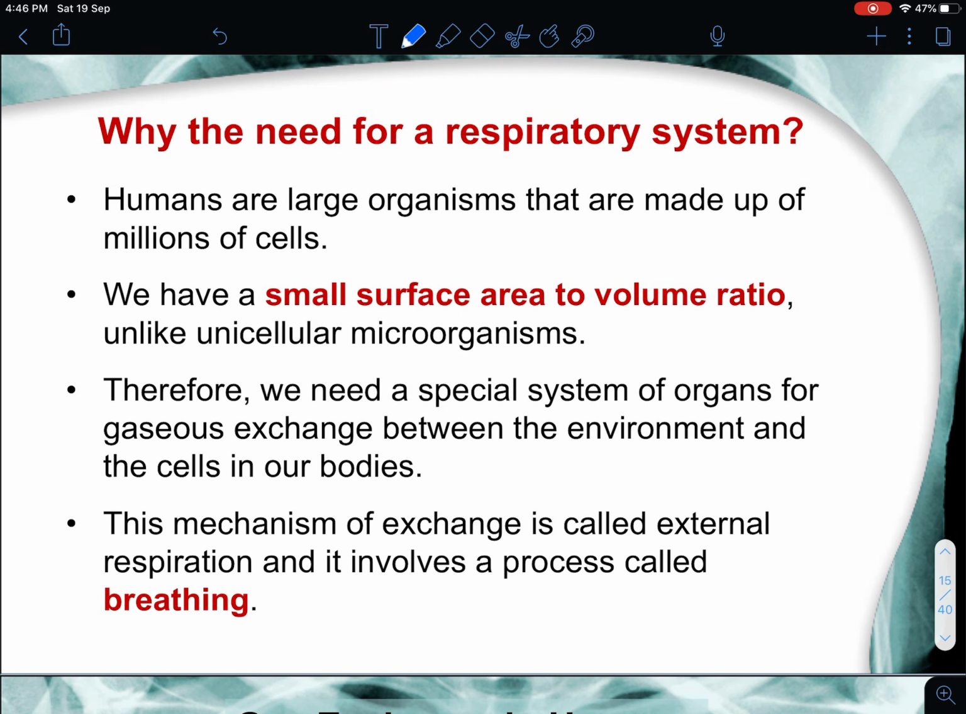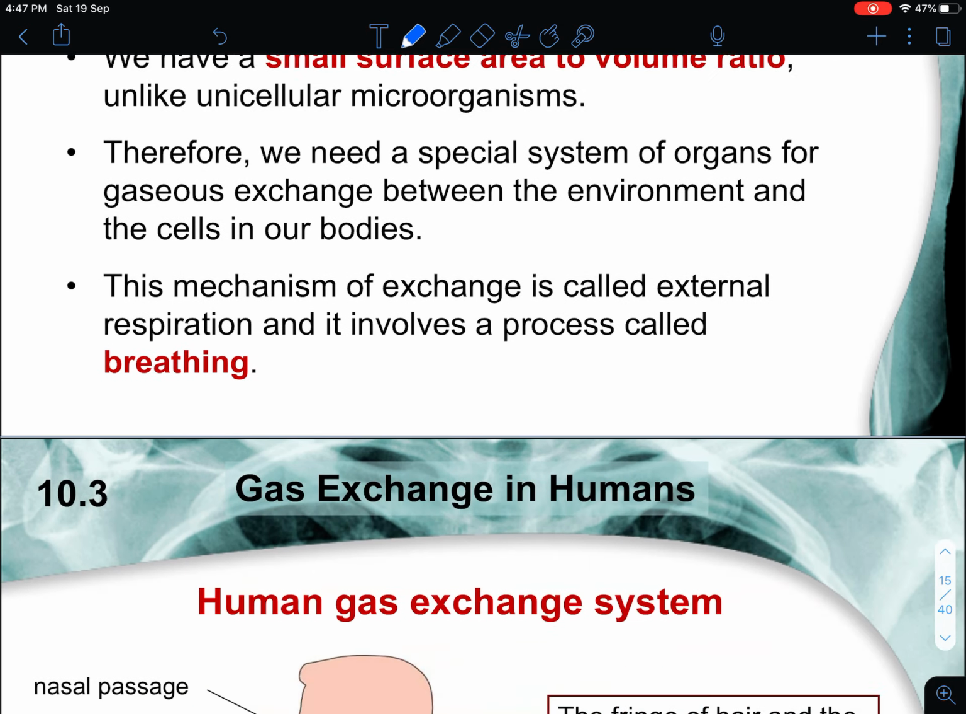So why the need for a respiratory system? Humans are generally large organisms made of millions of cells, and we have a very large volume, but not a large surface area. So we have a small surface area to volume ratio, unlike unicellular organisms. Therefore, just like the need for a circulatory system, we will need a special system of organs to assist in the gaseous exchange between the environment and the body. And there are actually two main mechanisms in place. One is respiration, the other is breathing, where breathing involves taking in air from the external environment to the body.